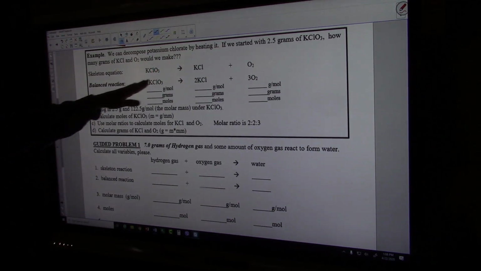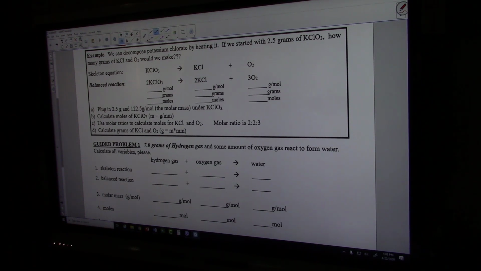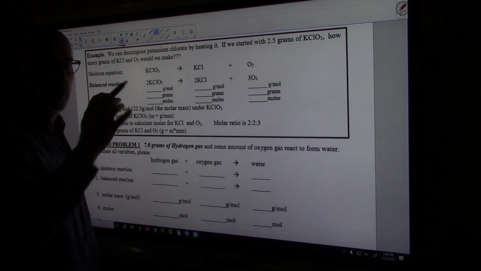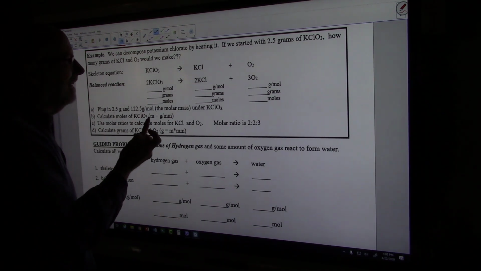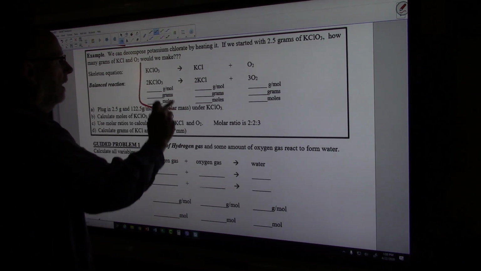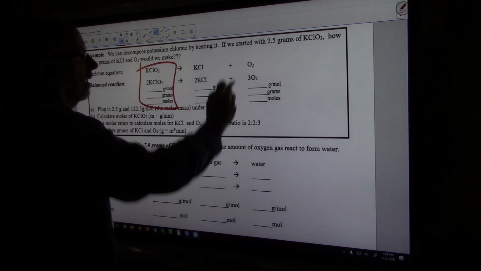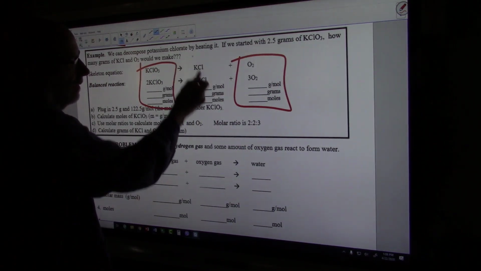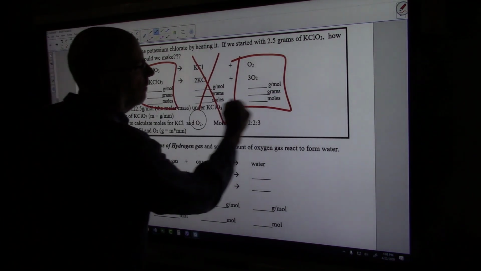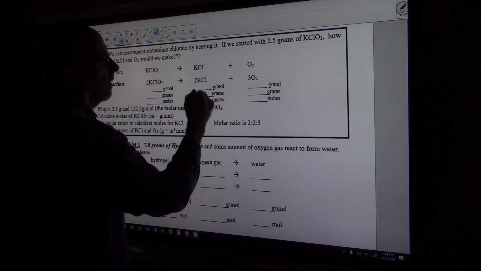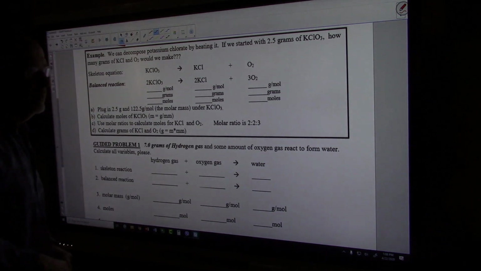So we have a balanced reaction. It's a 2 to 2 to 3 mole to mole to mole ratio. Now there's going to be lots of opportunities in here to take shortcuts, because I might ask you, tell me everything about this and this, but you don't have to tell me about this. So there'll be various different ways that questions are asked.